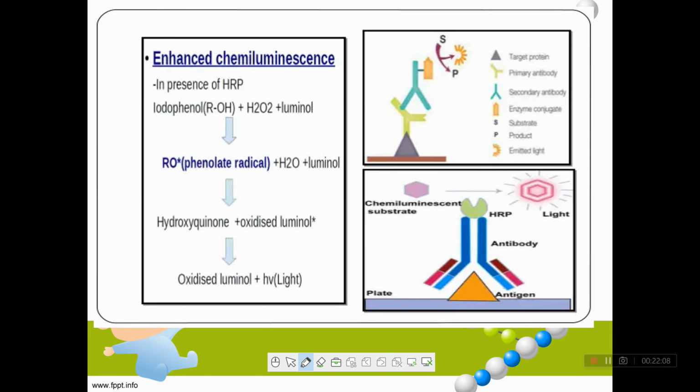In the presence of HRP, horseradish peroxidase, this HRP reacts with S2O2 luminol and the luminol phenolate radical. When they all react, oxidized luminol will form, and this oxidized luminol produces light, and with the process of this light, we see the immunochemical reaction.